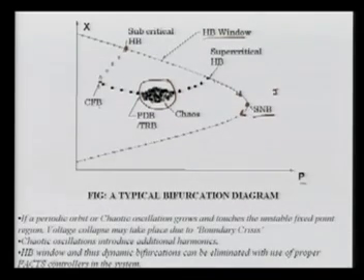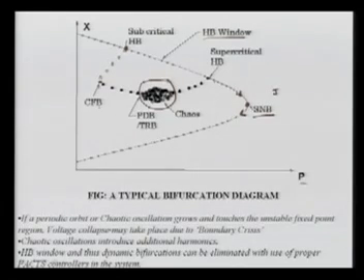So if a periodic orbit or chaotic oscillation grows and touches the unstable fixed point region, the voltage collapse may take place due to the boundary crisis. So in this I want to say that if a periodic orbit or chaotic oscillation grows here and touches the unstable fixed point here in this region, then voltage collapse may take place due to the boundary crisis.